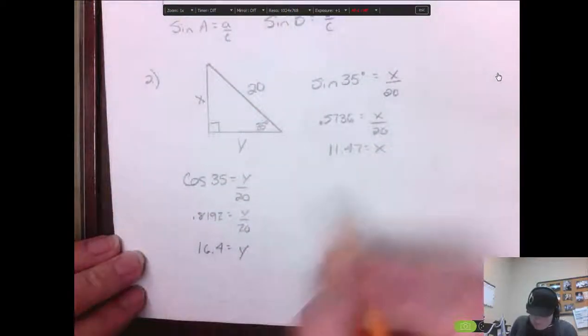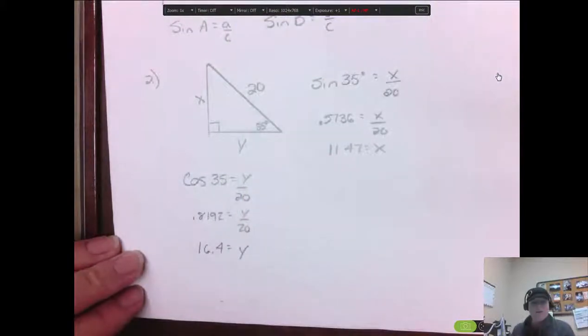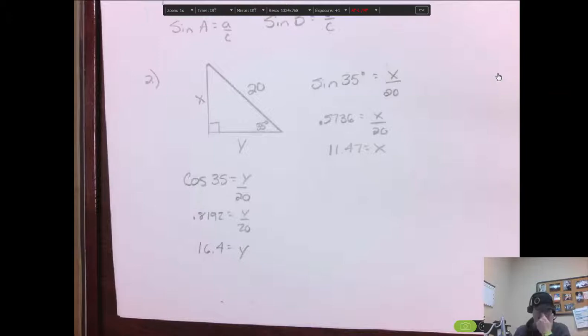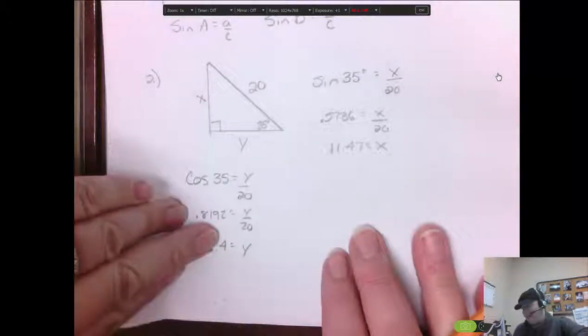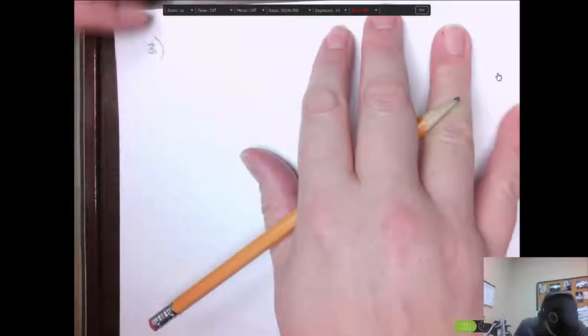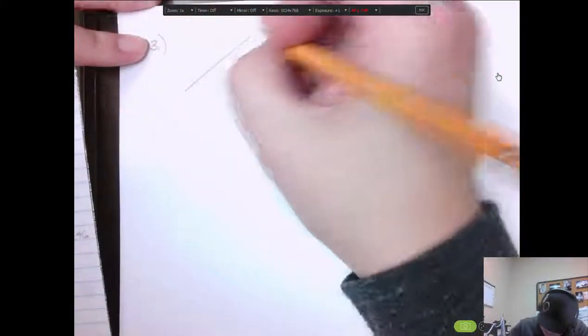But here we are. We've got both sides, x and y, and our 20. Okay, so we've used both sine and cosine to find both of those. Let's look at one more example of a side, and then we're going to go to trying to find an angle. So let's see here. Let's do one that looks like this maybe.